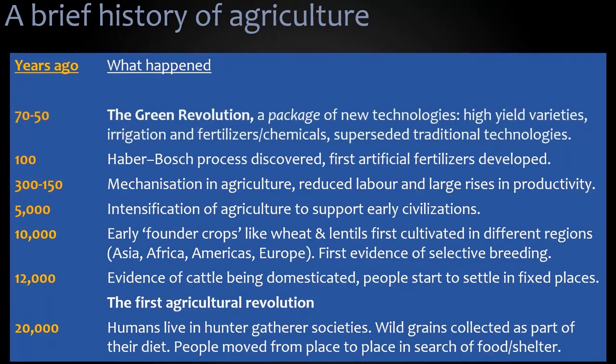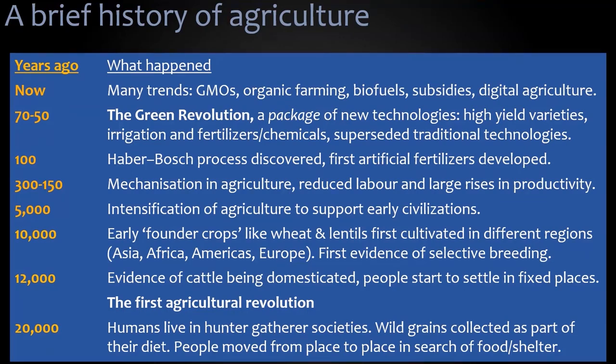In the last century, another revolution occurred, the so-called Green Revolution, where, due to our concerns about rising population and our inability to meet the food demands of that population, there were a lot of technological developments that led to a package of technologies, such as high-yielding varieties, expansion of irrigation, and the use of fertilizers and chemicals more intensively to supersede traditional technologies and boost production.